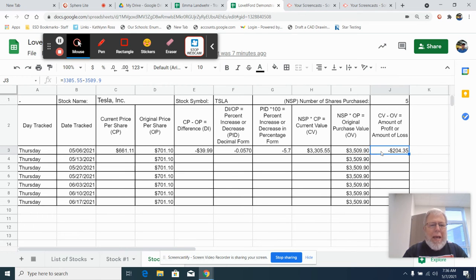I'm going to imagine what the stock's going to be on the 13th. So this is Mr. Level 4 just picking a number out of the sky and doing a computation. Let's say that Tesla stock really rose and now it was $750 a share. Okay? So I'm going to do the same thing. I'm going to take the current price and subtract the original price from it.